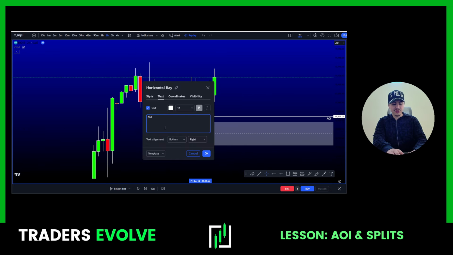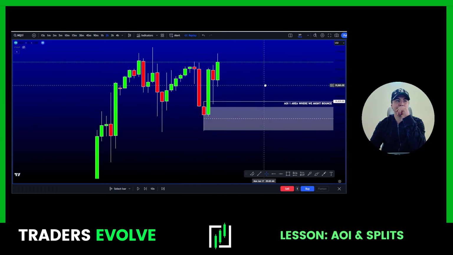Okay, so this is the first area where we might bounce. And if we break through, we fill. We might bounce on a demand zone. So we gotta pay attention to that area. So we have our AOI.